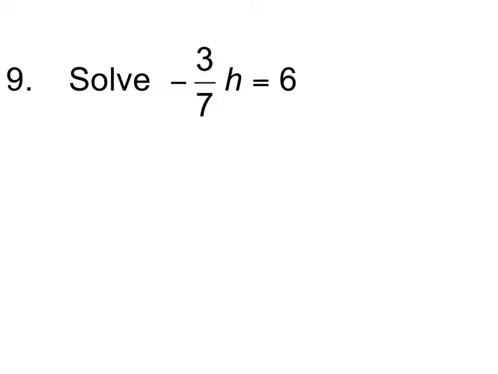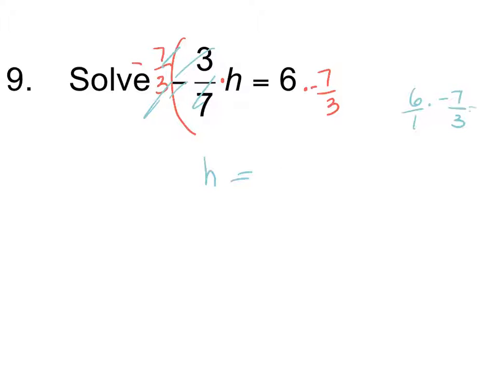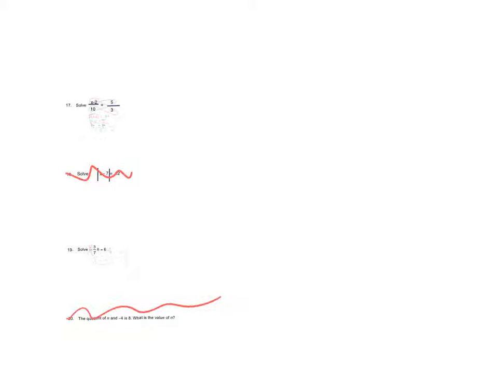All right, let's look at this one. Here we are multiplying h by -3/7. So you're going to multiply by the reciprocal, -7/3, to both sides. The act of multiplying by a reciprocal undoes that, and you get h equals, and then 6 times -7/3 is -42/3, which is just -14. Let's go on to the next page.